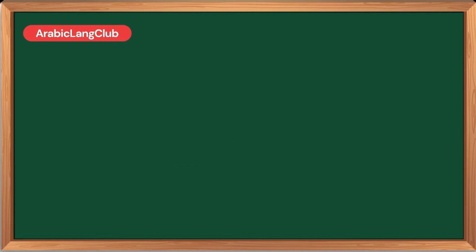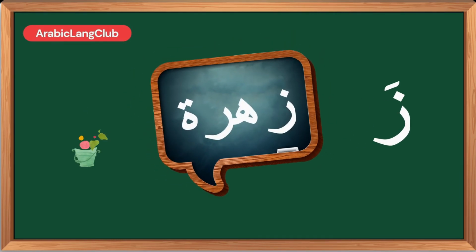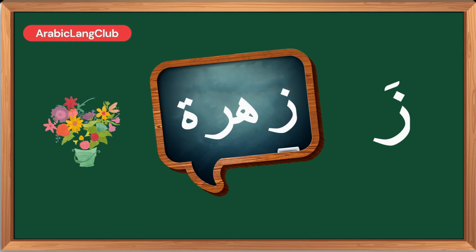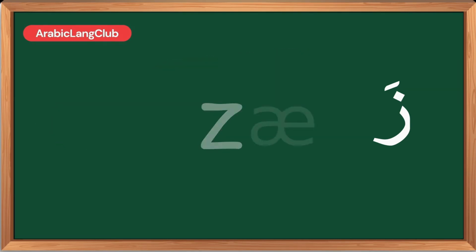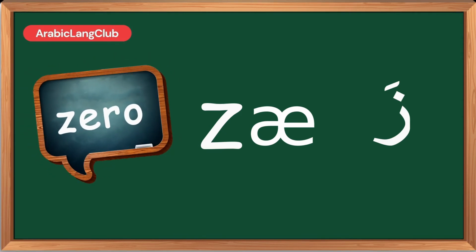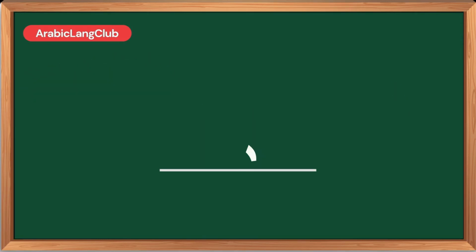Let's move on to the next letter. Za, like in the word Zahra. The sound is just like the Z sound, like in zero. To write it down, just slant down just like the Ra and put a dot at the top.